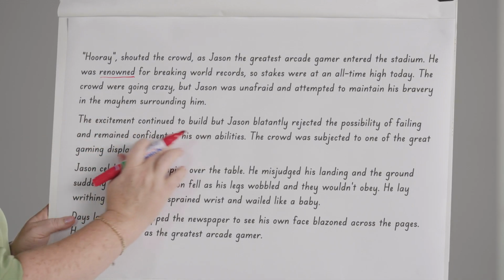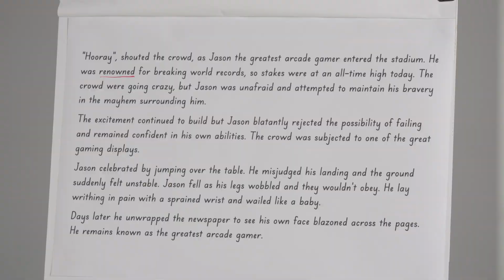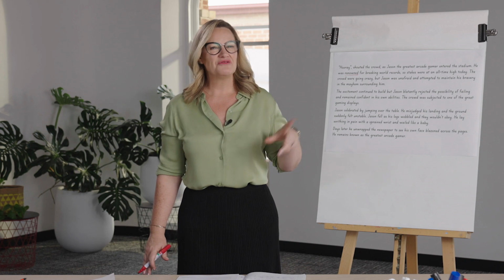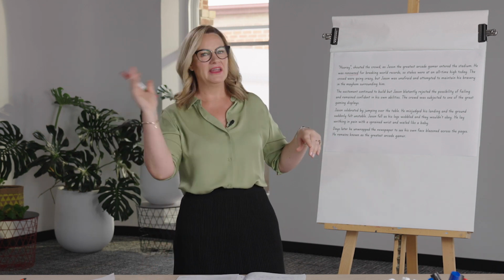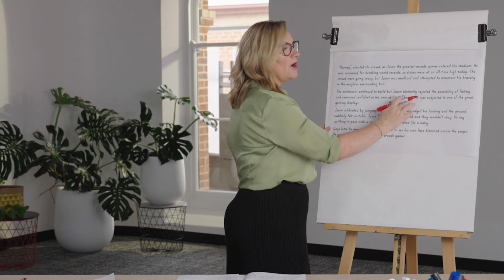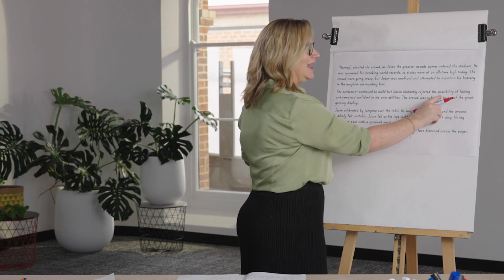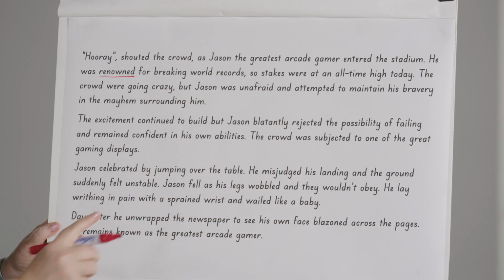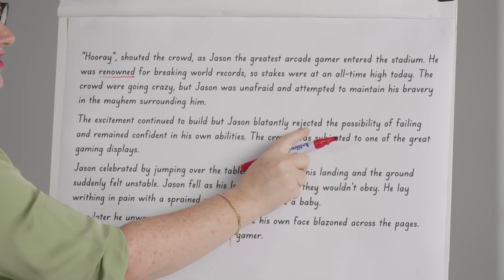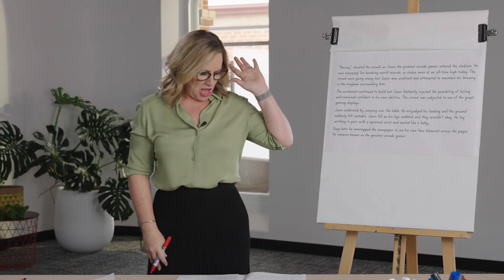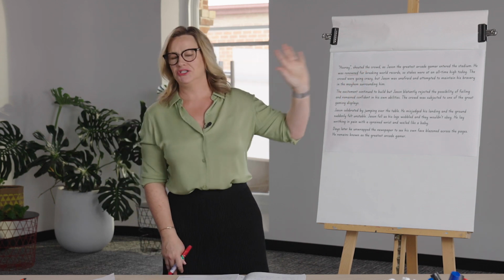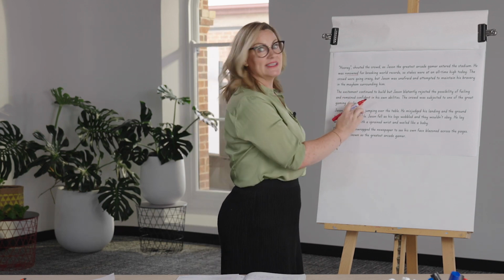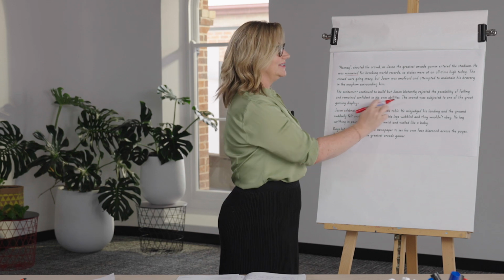Well, it says here the excitement continued to build, but Jason blatantly rejected. So remember, blatantly, it means obviously, and rejected. Remember that means to throw something out? He doesn't want this idea. What idea doesn't he want? Possibility of failing. He rejected that idea. That's quite a complex sentence. Blatantly rejected the possibility of failing. So he's like, I'm not gonna fail. I reject that. Good on him. He's got really good confidence, hasn't he? And it tells us that because he remained confident in his own abilities.